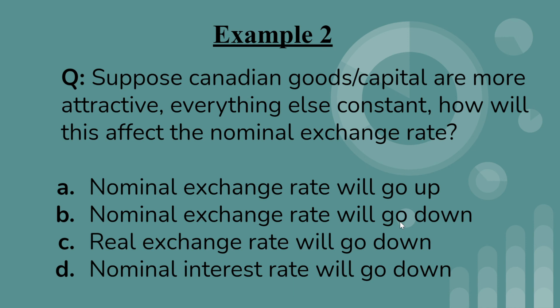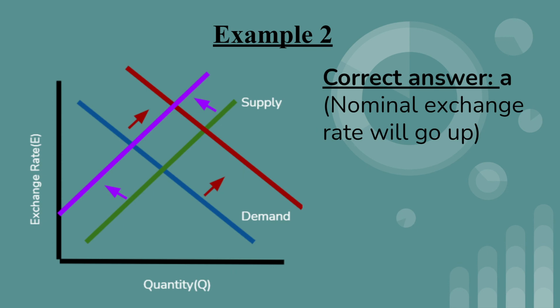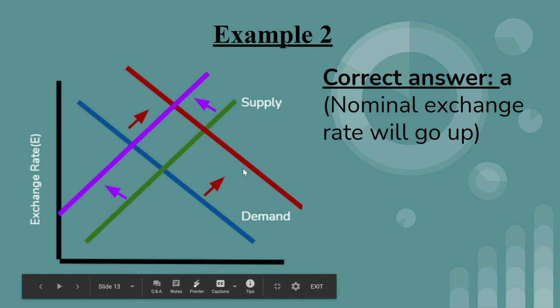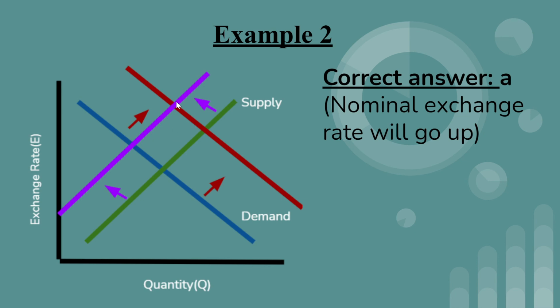And next example, suppose Canadian goods are more attractive, and everything else is constant. How will this affect the nominal exchange rate? This is the graph we've seen before. They're attractive to everybody, both Canadians and people abroad. So lots of people want to buy Canadian dollars, and the supply is going to shift to the left, which means the exchange rate is going to go up.